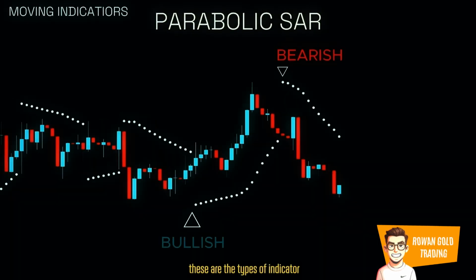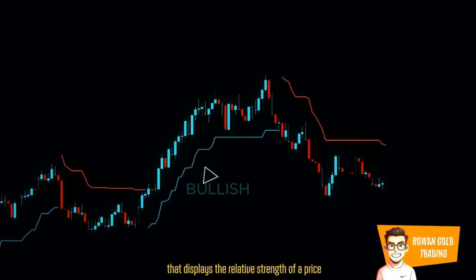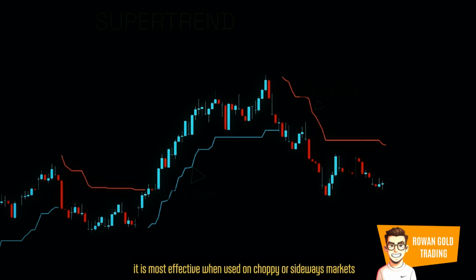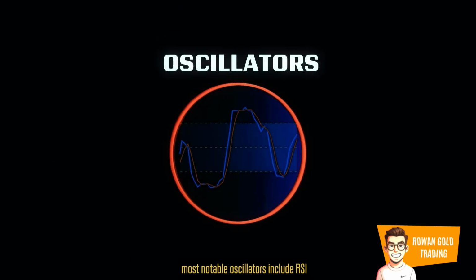Oscillators. These are the types of indicator that display the relative strength of a price. They are most effective when used in choppy or sideways markets. Most notable oscillators include RSI.